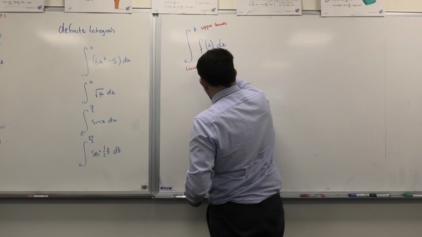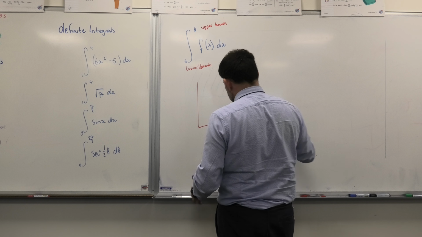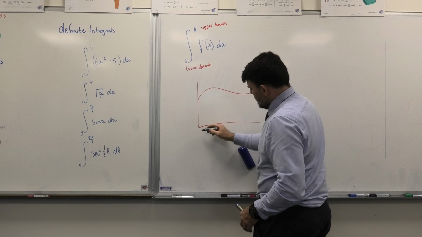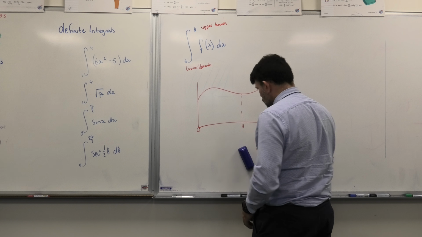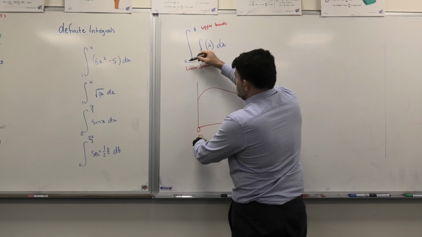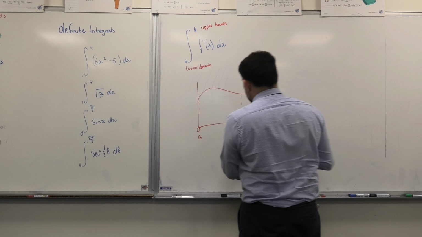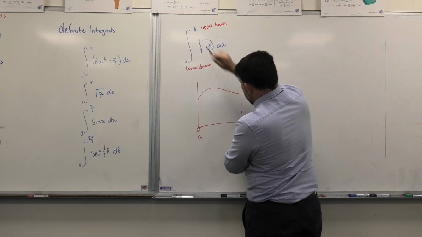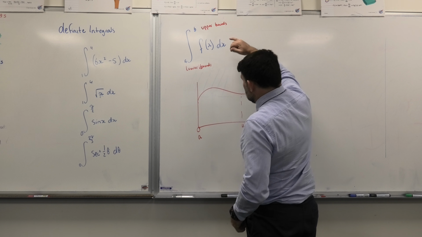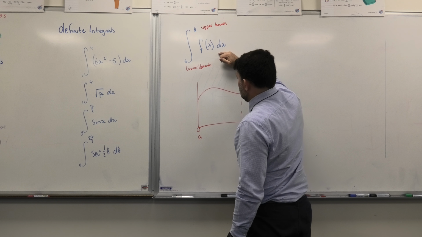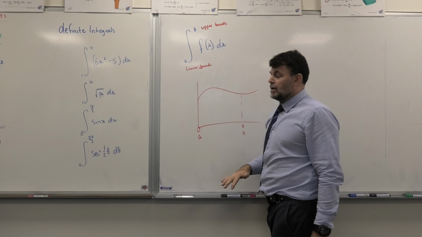So on this sketch that I just erased, 0 to 4, 0 would be your lower bound, so that's where a would go. And 4 would be your upper bound, so that's where b would go. And then we would use the function here, when we integrate it, to get the entire area.